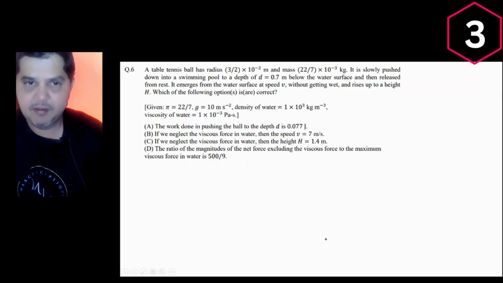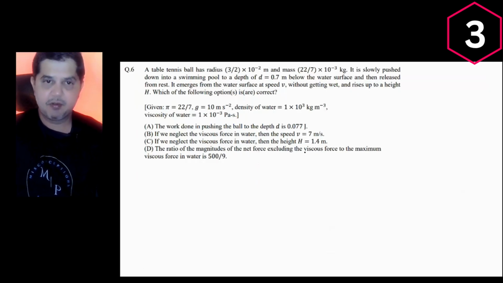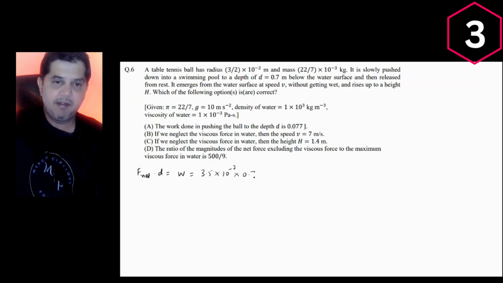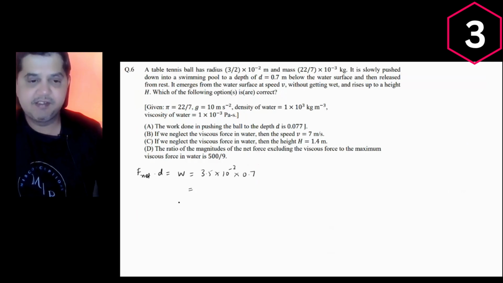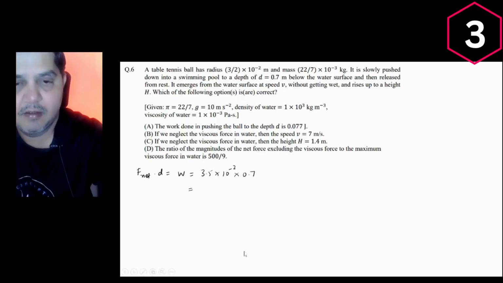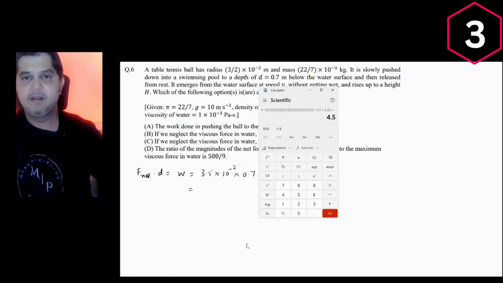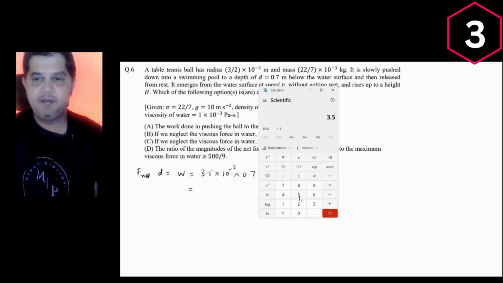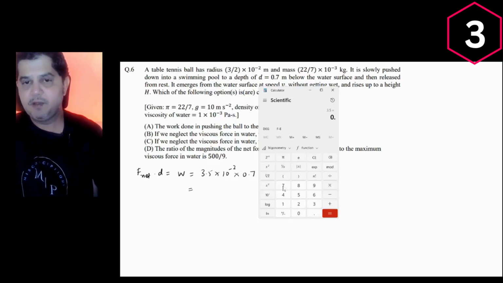Do I have a next page? Yes, I do have it. Yeah. So therefore, I have F net multiplied by D, which is equal to work done, should now be equal to 3.5 multiplied by 10 power minus 2 multiplied by 0.7. When I do this, so what is that I get? Just give me a moment. Right. So this should be, cancel this. Right. 3.5 multiplied by 0.7.